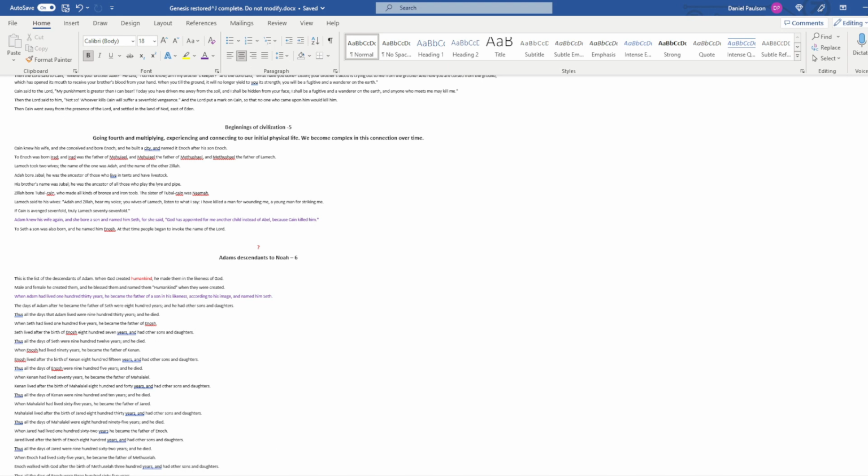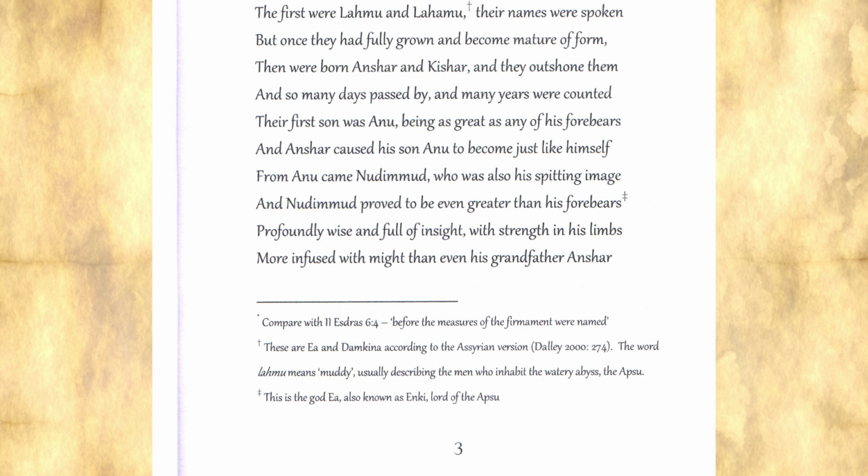Let me go back and read it again. The first were Lamu and Lahamu. Their names were spoken. But once they had fully grown and become mature of form, then were born Anshar and Kishar. So this is the decay of us. We start off pure, now we're starting to become something different. And they outshone them. Yeah, the next part is going to be stronger than the older part. Outshine is an analog. It doesn't necessarily mean brighter, yea, happier. It means more powerful. It could swing either direction.